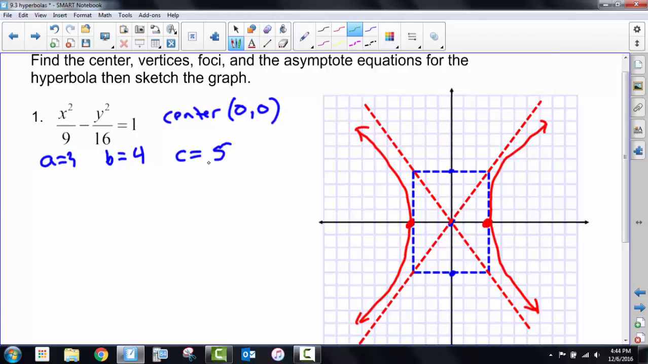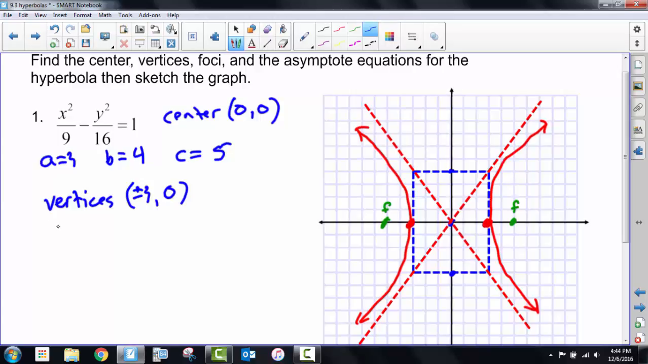Now there's one thing I haven't marked just yet. The foci, we'll put those on there as well. So I see that the foci come from the C value. The C value is 5, and they're always going to be in the same direction. So since this hyperbola opens horizontally, I know the focus points are inside the hyperbola, 5 units from the center. Okay, let's mark it all down.